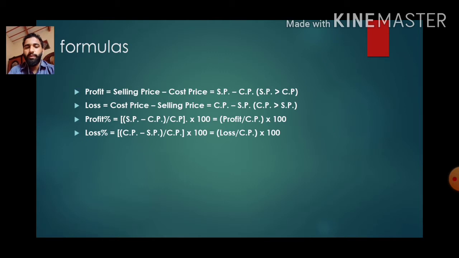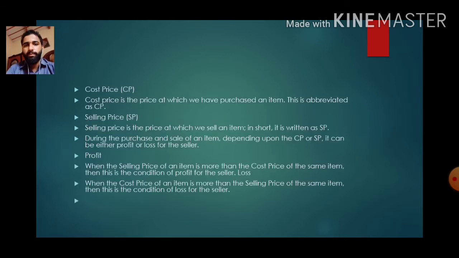Loss is equal to cost price minus selling price, CP minus SP, where CP is greater than SP. Dot means multiplication. Profit percentage is (SP minus CP) divided by CP, multiplied by 100, which is profit divided by CP multiplied by 100. Loss percentage is (CP minus SP) divided by CP multiplied by 100, which is loss divided by CP multiplied by 100. These are the formulas of percentage.